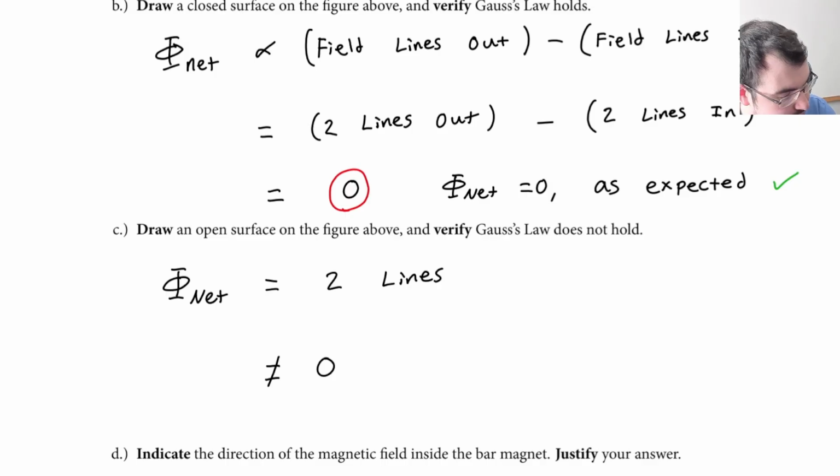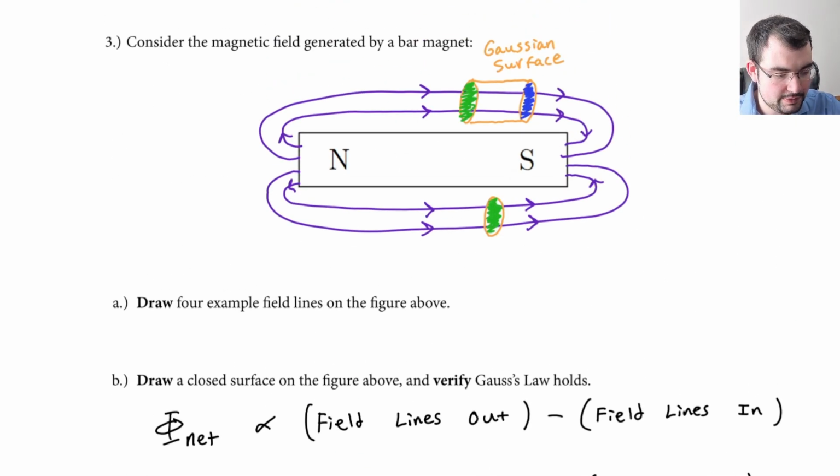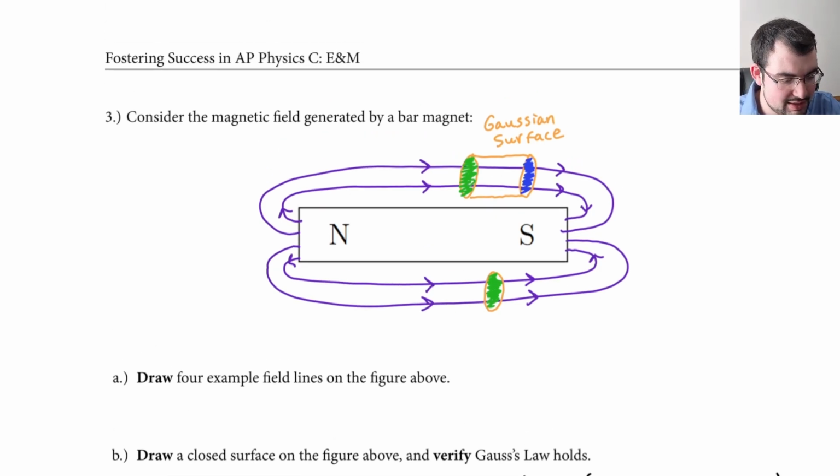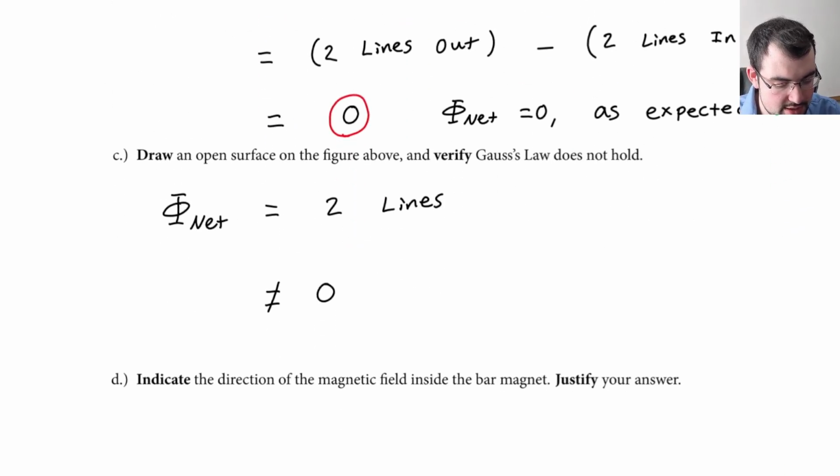So if you draw a surface that just has one side, this is called an open surface because there's not an inside to it. It's not enclosing a volume. So that's the distinction. A closed surface has volume. An open surface would only have like an area. So the rule does not hold. Now this is weird.